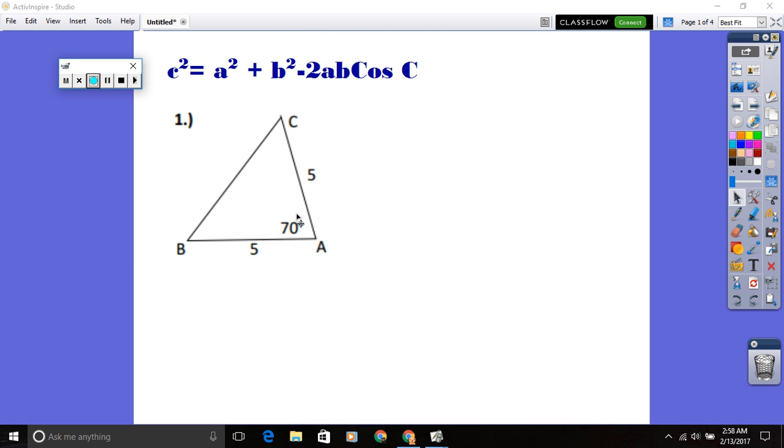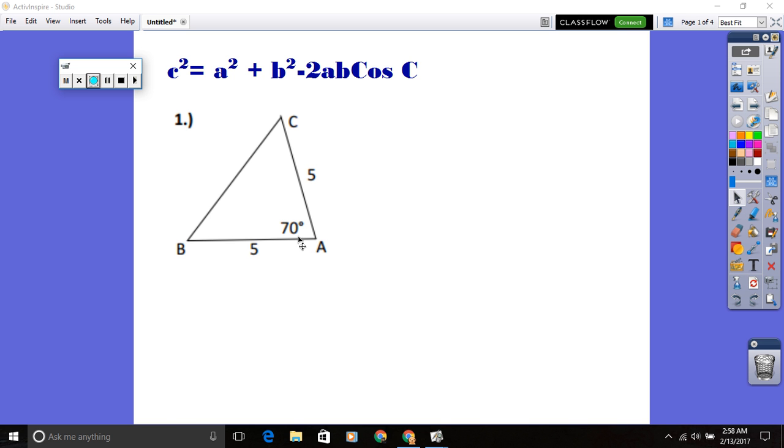In this video, we're going to look at how to use the law of cosines. At the top of the screen, you will see the formula for the law of cosines, which kind of looks like Pythagorean theorem, except for this extra piece here, the minus 2ab cosine c. We only use the law of cosines when we don't have an angle-side pair.